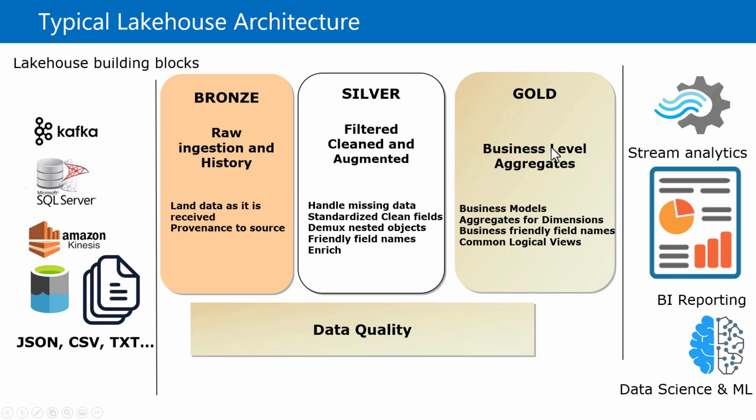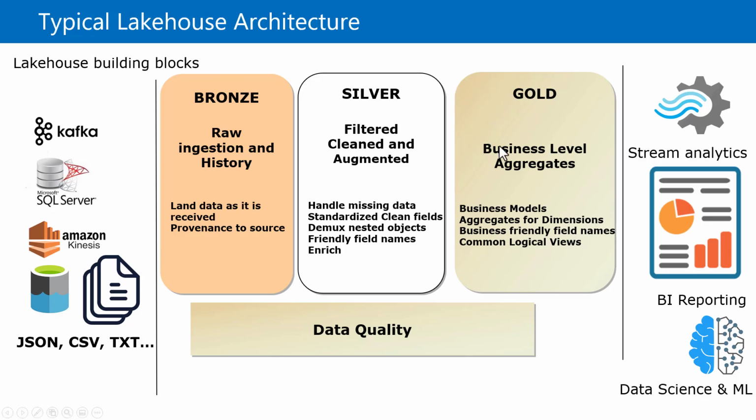And why we need a gold zone is because the gold zone contains the business models, different aggregates for dimensions, the business friendly field names, because in the silver, the field names were there, but they were not business friendly names, right? Which business could understand. And then there are some common logical views created so that business can actually consume it when they try to search or query this data.